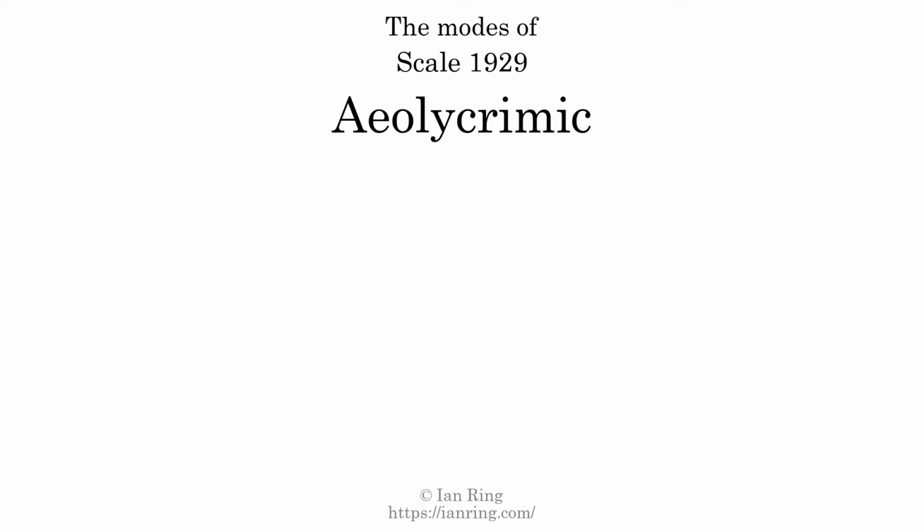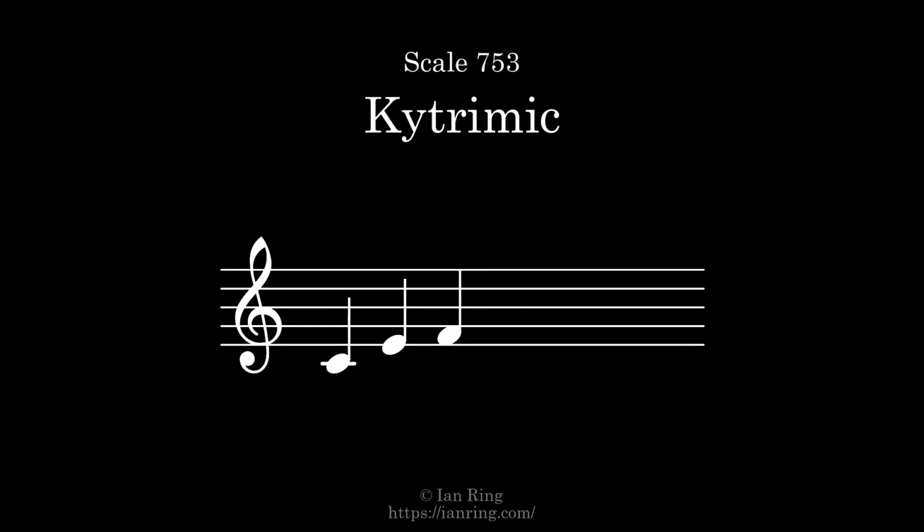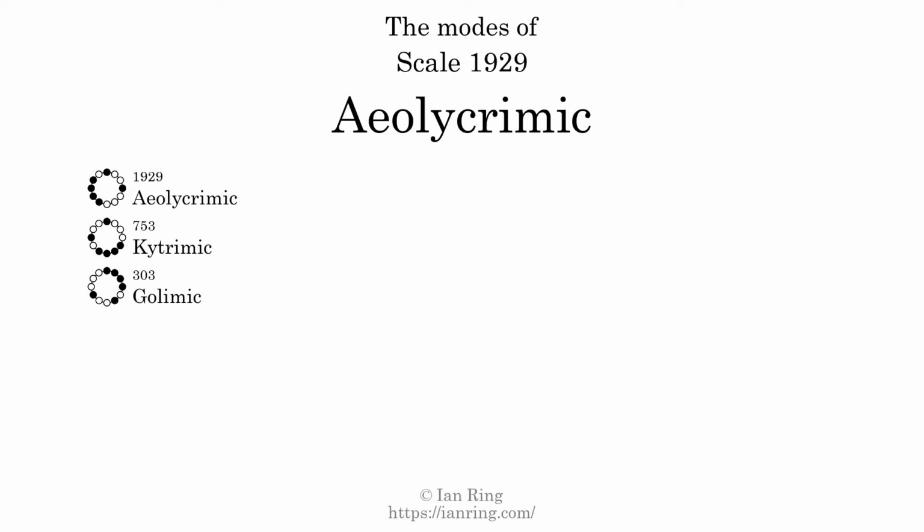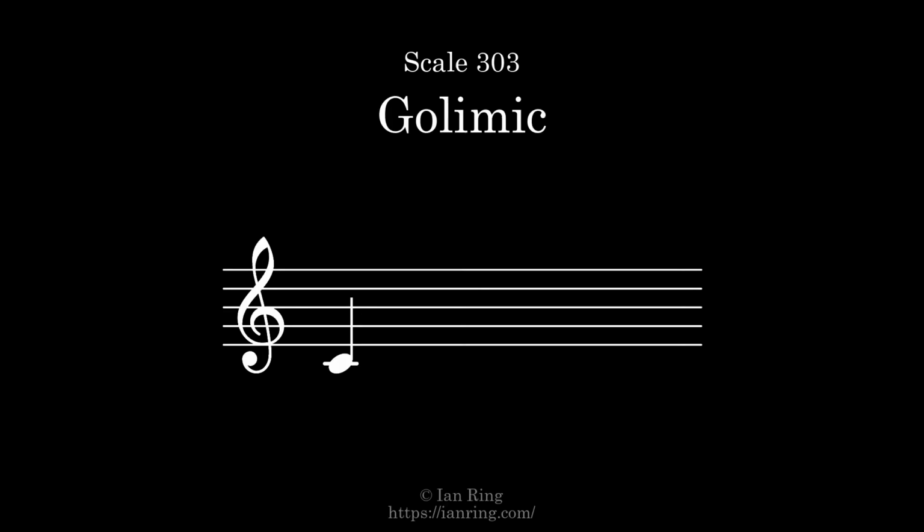This scale has 6 modes. The first mode is itself. The second mode is scale 753, also known as Aeolycrimic. It sounds like this. The third mode is scale 303, also known as Aeolycrimic. It sounds like this.